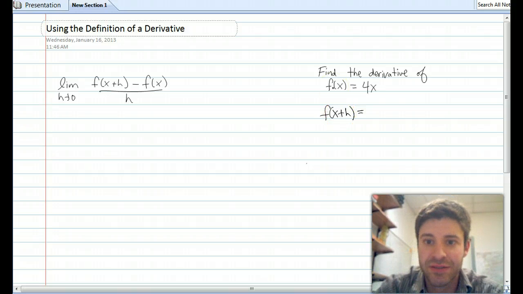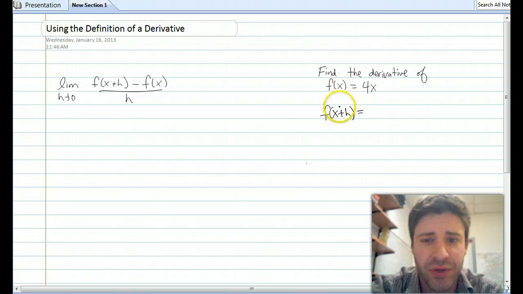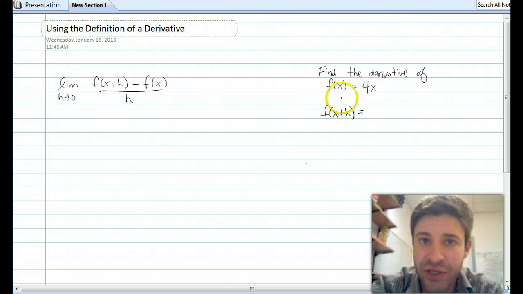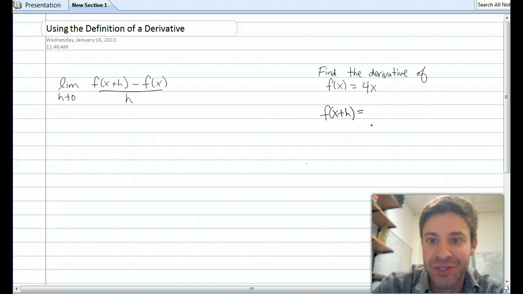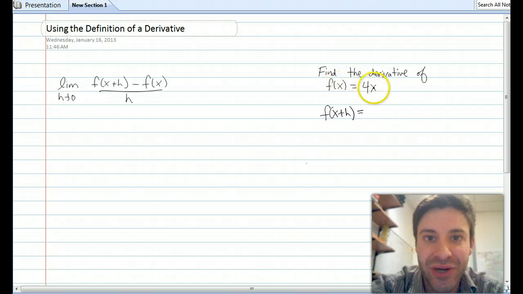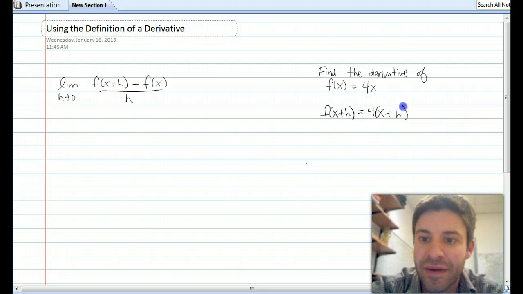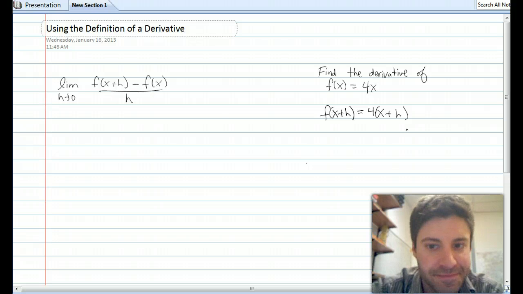Now, for a more complete description of function notation, which is what we're using to do this first step, please click the link to the video that should be popping up on your screen right now. I'm just going to give you a real quick description of how we do this. We have f of x equals 4x. We want f of x plus h. And what this means is we're going to replace x in the previous line with an x plus h. So we're going to replace this x with an x plus h. The 4 used to be multiplying x, and now the 4 is multiplying x plus h. So that's how you do that.